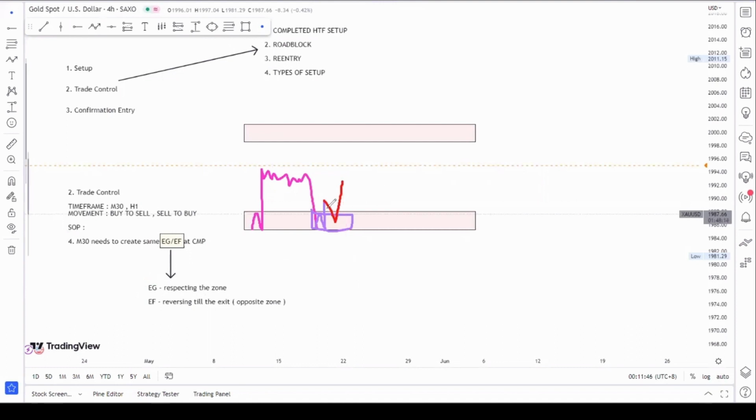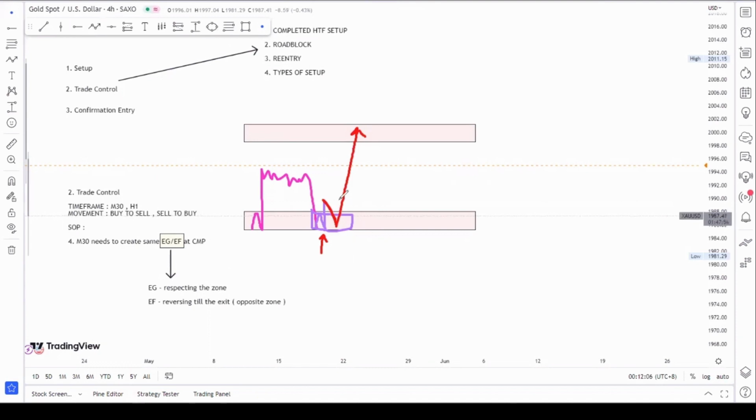But sometimes there is a situation like this: the price just creates an EG and then just goes up to the exit. It depends on the confirmation entry, and on the roadblock, etc.